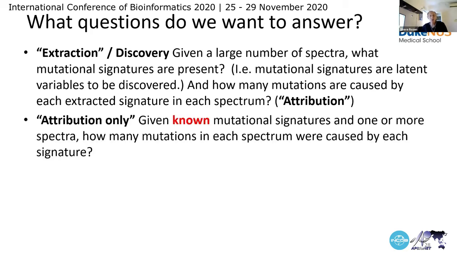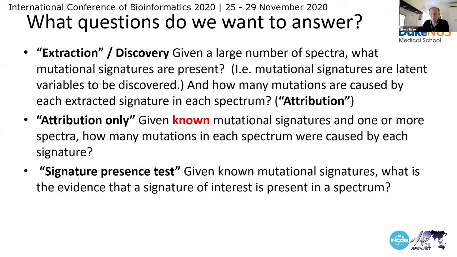Then there's another problem, which we call attribution only. If you're given the known set of mutational signatures and one or more spectra, you want to answer the question, how many mutations in each spectrum were caused by each signature? And then finally, something that was motivated by our work on the Aristolochic acid and liver cancer: given known mutational signatures, what is the evidence that a signature of interest is present in a spectrum? So in our case, we had the spectra of these liver cancers, and we wanted to answer the question as rigorously as possible, what's the evidence that the AA signature is present in that spectrum?